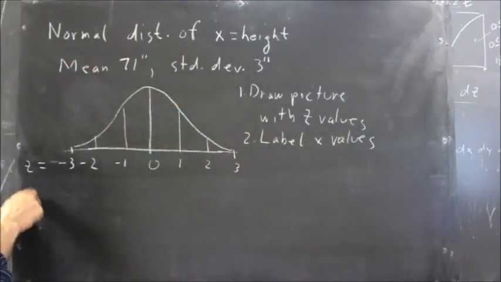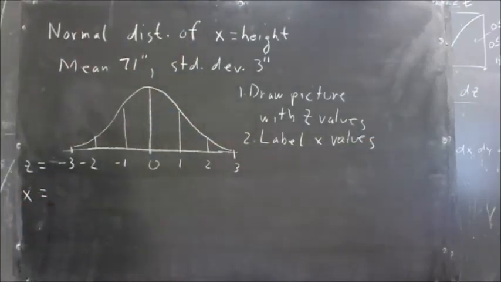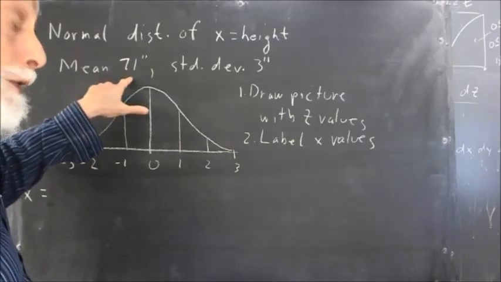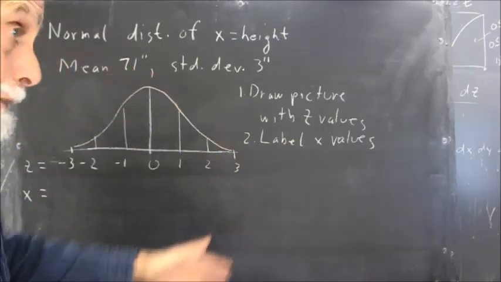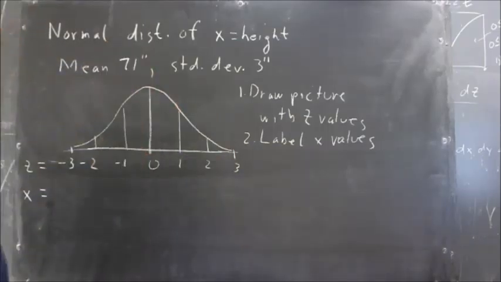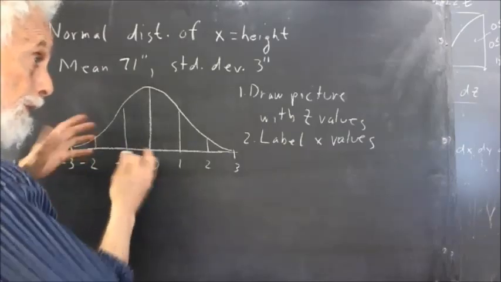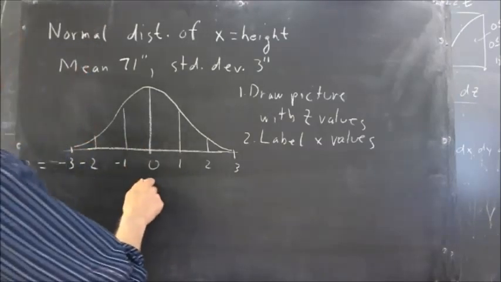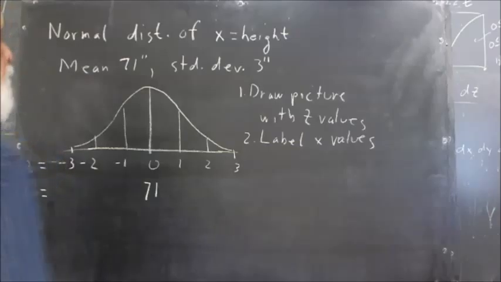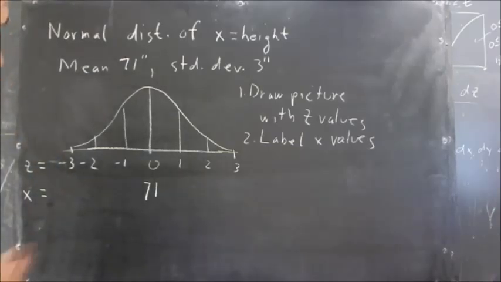Okay, well, what's x? Well, the mean is 71 inches. Where's the mean of the normal distribution? It's right in the middle. It's the point at which the normal distribution would balance. And that's going to be at 71 inches. Now, we won't label the inches, but we understand that these are going to be heights in inches.